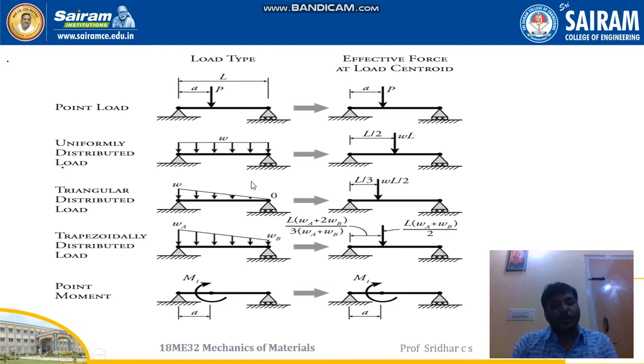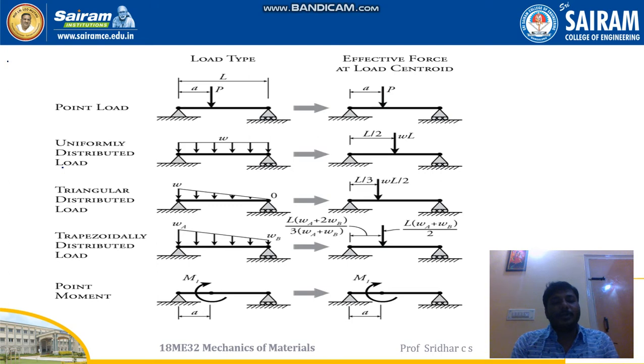Varying means from one point to the other, the load is continuously varying from the start till the end. So now we can see the uniformly distributed load is completely distributed on the beam. But with a uniformly varying load, the load varies uniformly from one point to the other.